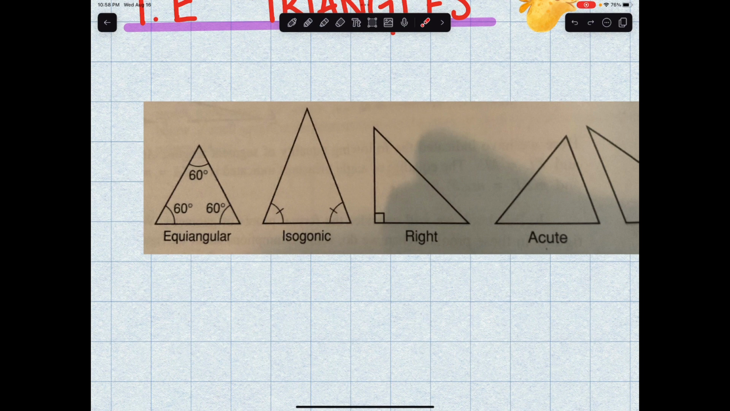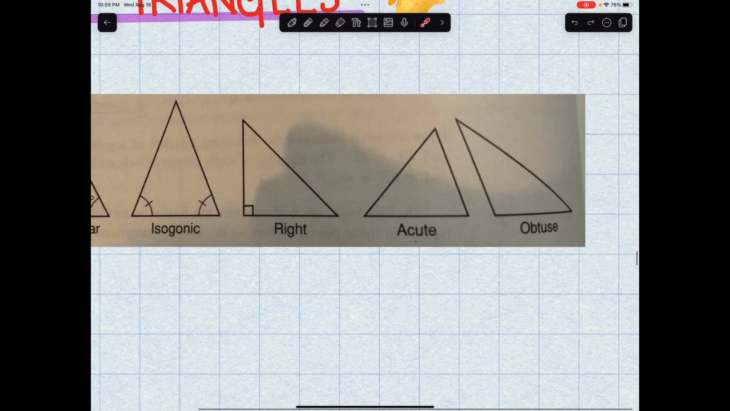Isogonic means that at least two angles are equal. The other one doesn't have to be, but it has two that are the same. If at least two are the same, it's going to be isogonic. Okay. This one is a right triangle because it has a right angle in it. If all of the angles are less than 90, so this is less than 90, this is less than 90, then the whole triangle is acute because it's a cute little triangle. If there's even just one angle that is a fat angle, then it's called an obtuse triangle. This is supposed to be a straight line. It looks kind of warped on my picture.